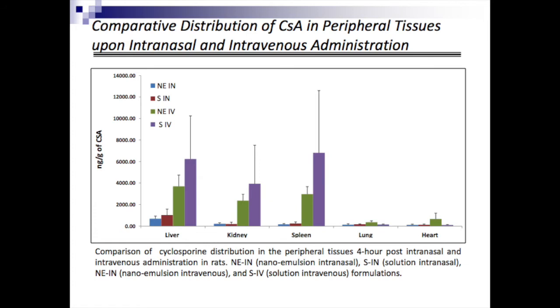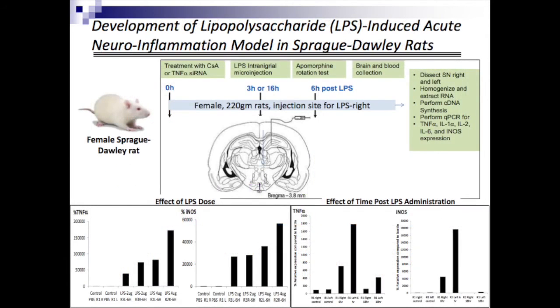peripheral distribution, because the rest of the dose goes into the GI tract and then gets cleared from the GI tract, doesn't get absorbed. And therefore, you have a very efficient way of getting the molecule into the brain and preventing systemic distribution, which means that you can actually avoid a lot of the side effects with these potent and toxic molecules. We then went on to develop a model of neuroinflammation.